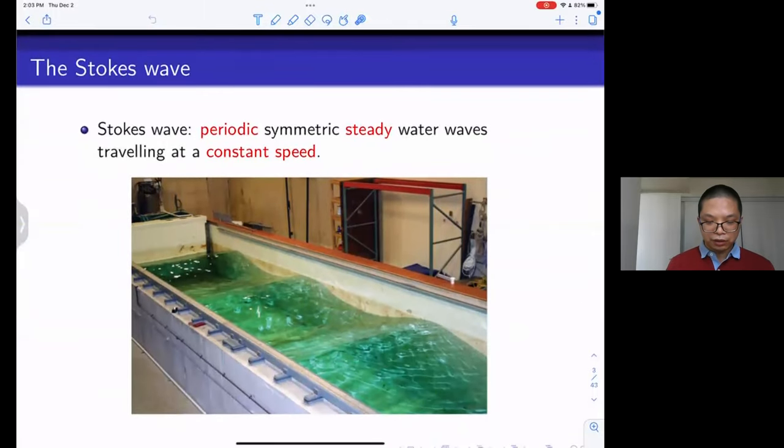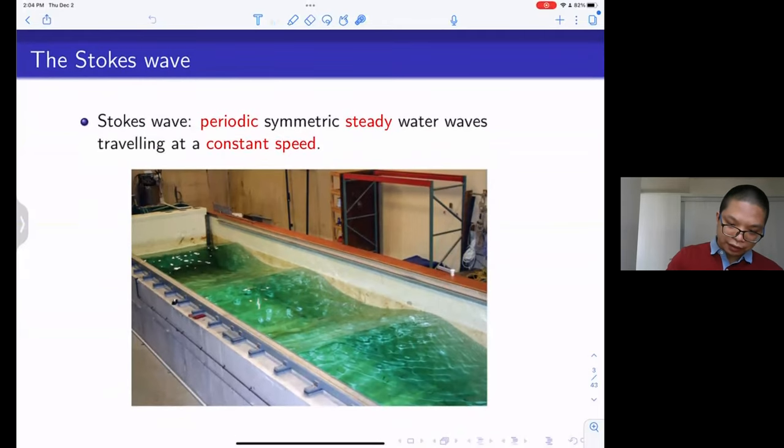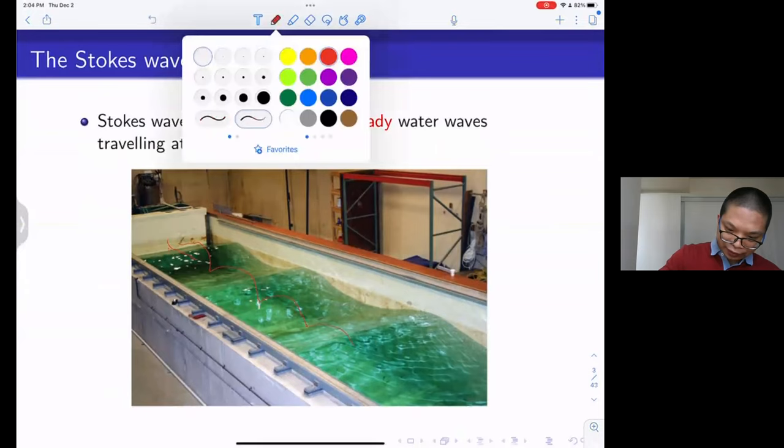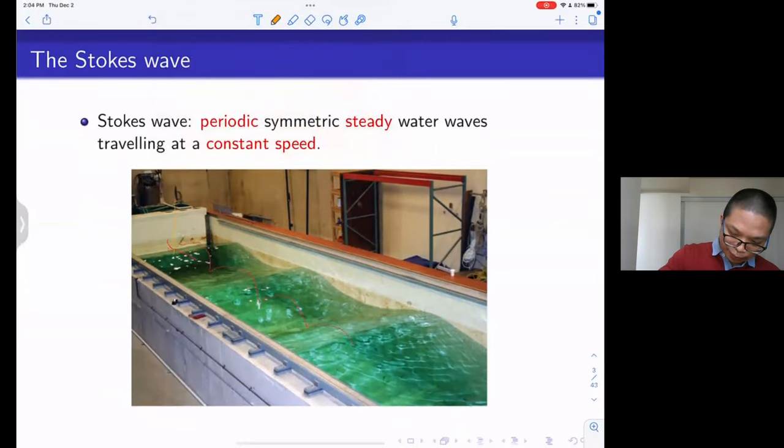What is a Stokes wave? A Stokes wave is a periodic symmetric water wave traveling at a constant speed. One can see that, for example, here the picture is not that good. Typically, we refer to the Stokes wave: if I cut this tank horizontally by something here, then this periodic traveling wave will be referred to as a Stokes wave.